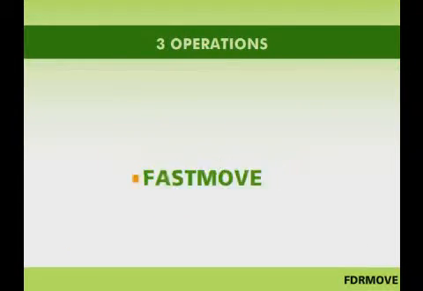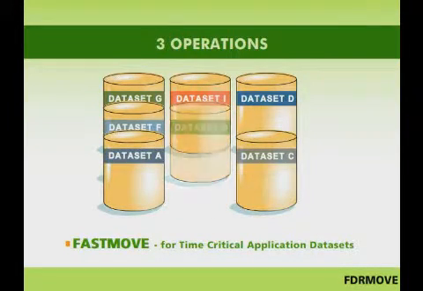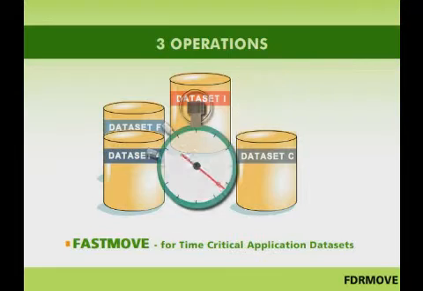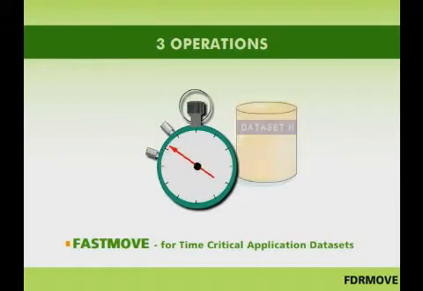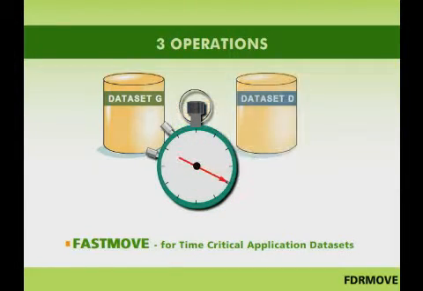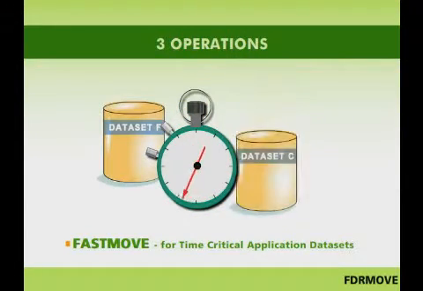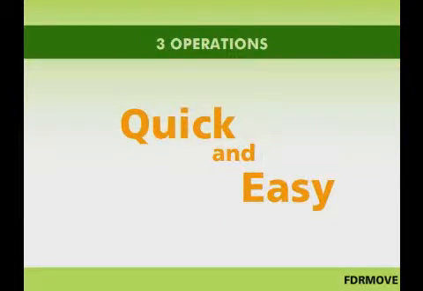FASTMOVE makes use of existing hardware replication facilities like FlashCopy, TimeFinder, and Snapshot for time-critical datasets that can only be made available to FDRMOVE for extremely short periods. Shortly, we will look in further detail at both operations to see how quick and easy both processes are.